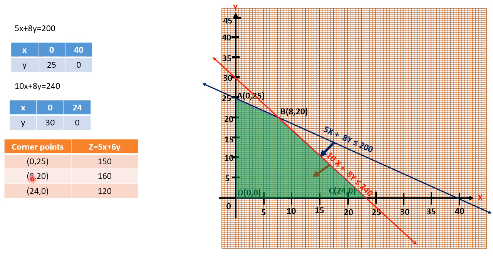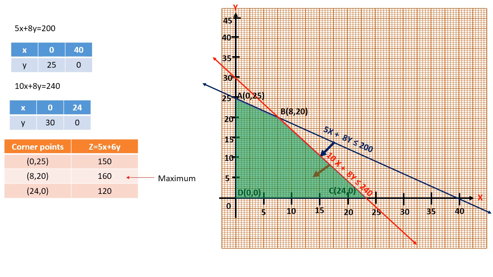The next is 8 comma 20, x is 8, y is 20. So 5 into 8 plus 6 into 20, that is 160 we will get. Next is 24, 0. 24, 0 in the sense 5 into 24 plus 6 into 0. So 5 into 24 plus 0, we will get 5 into 24, that is 120. And we have to find out the maximum value among all these three values. So it is quite clear 160 is the maximum value.